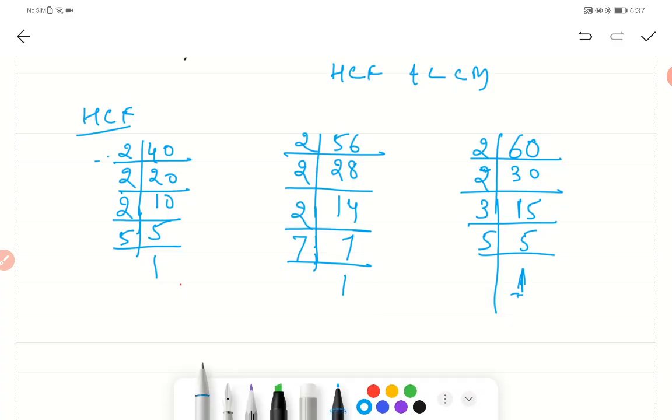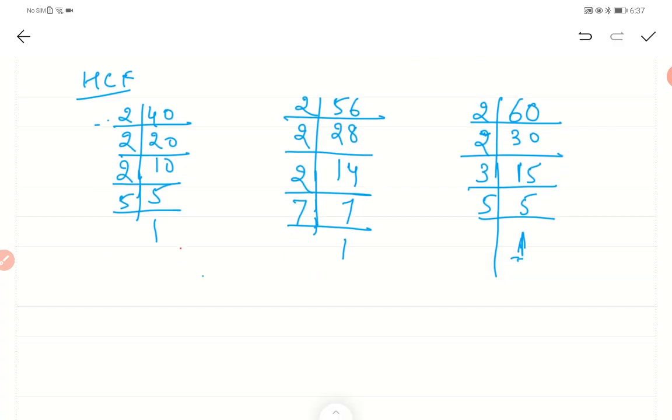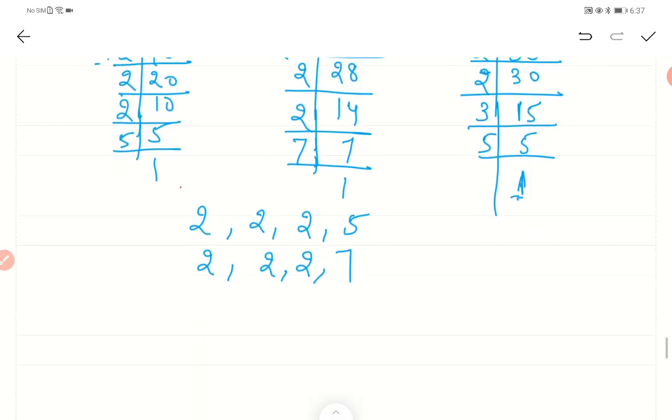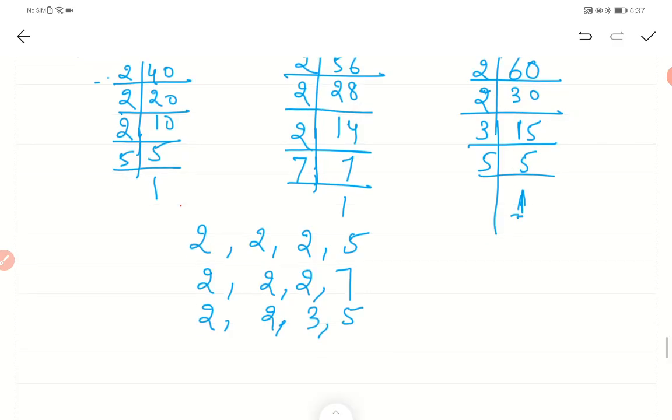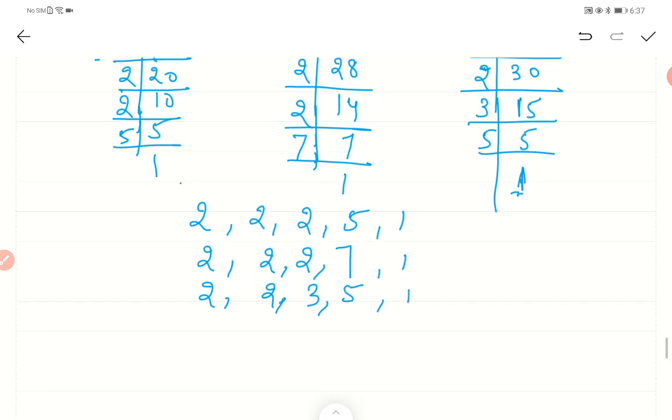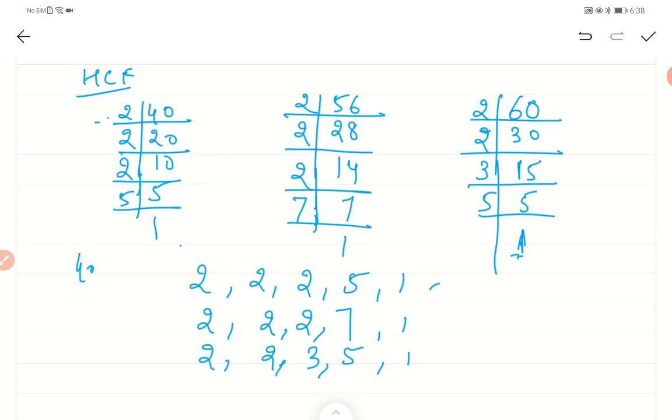So what are the factors for 40? 2 2 2 5. What about the prime factors of 56? 2 2 2 7. Prime factors of 60 are 2 2 3 and 5. Okay, and 1 will be there for all the numbers. So these are the prime factors for all these numbers, and we look for what is common between all three.